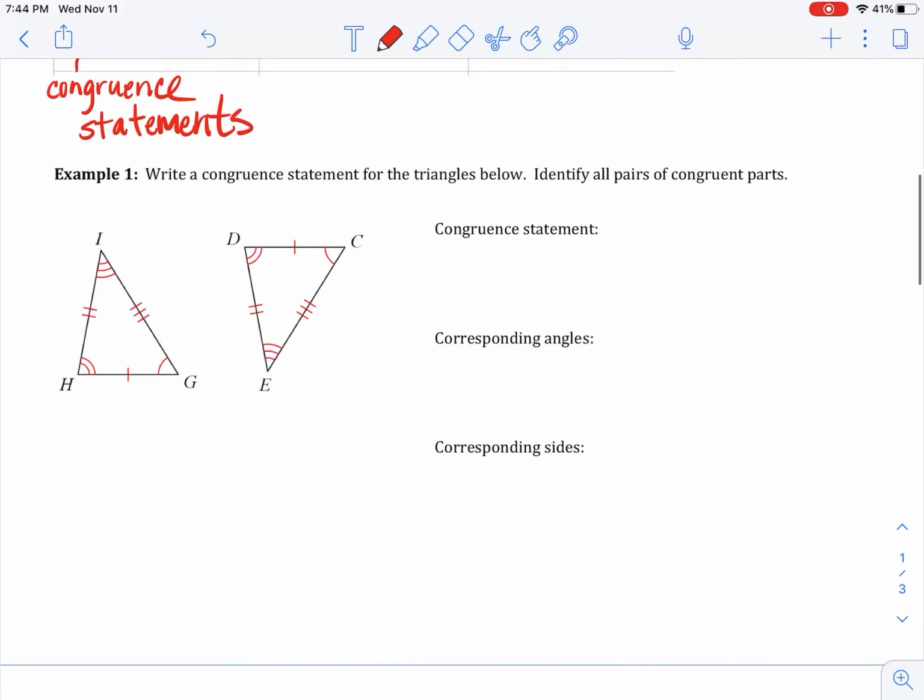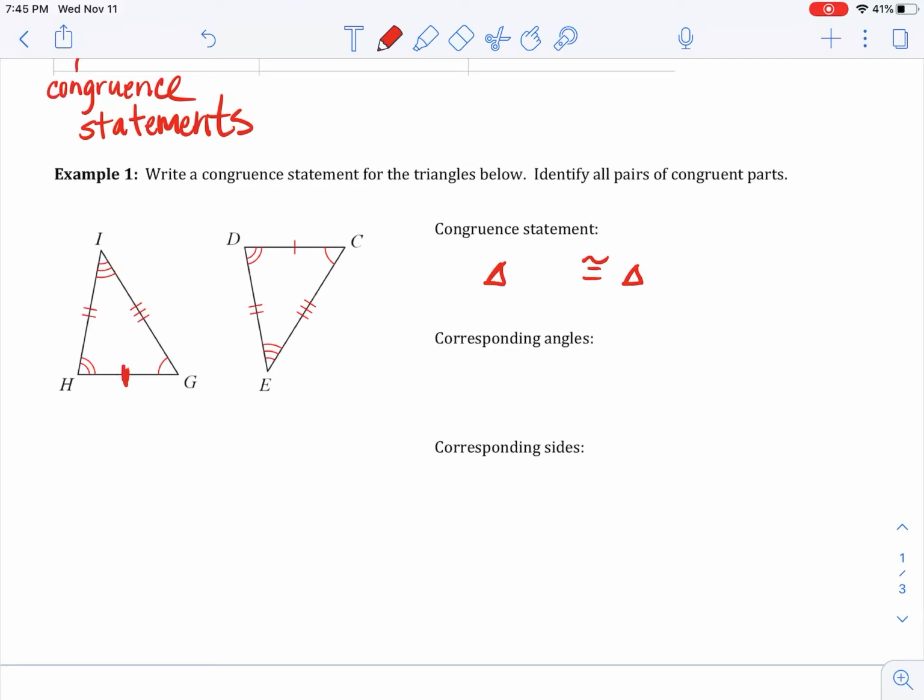So if we go down to example 1, it says write a congruent statement for the triangles below. So what they want you to say is the first triangle is congruent to the second triangle, but they want you to write the letters in the right order. And so the way I think it's easiest to get the order correct is you pick the first triangle and you travel from letter to letter to letter. And I always like to go across the tick marks from first to second to third.